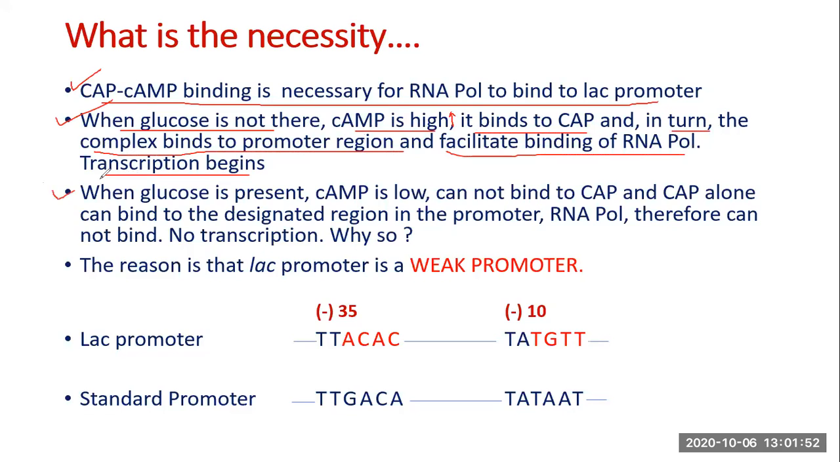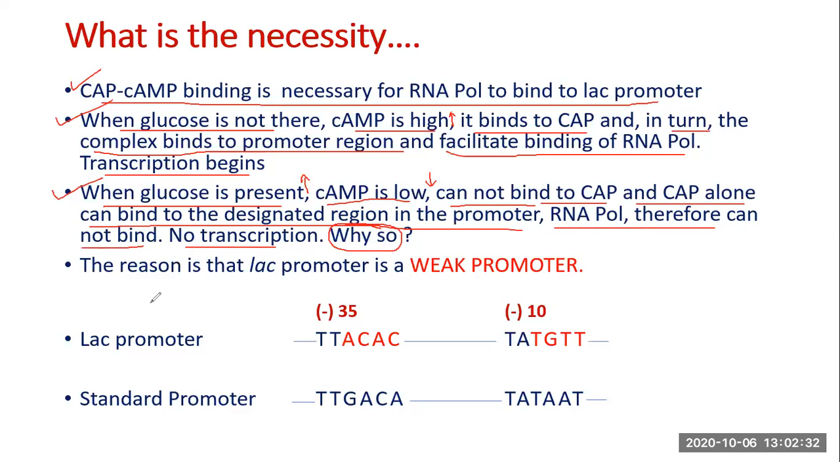When glucose is present, cyclic AMP is going to be less because there is an inverse relationship. So since cyclic AMP is not there, it will not bind to CAP. And CAP alone cannot bind to the designated region in the promoter. I told you CAP by itself cannot bind. It requires binding of cyclic AMP, and then the complex can go and bind. So RNA pol therefore cannot bind. No transcription.